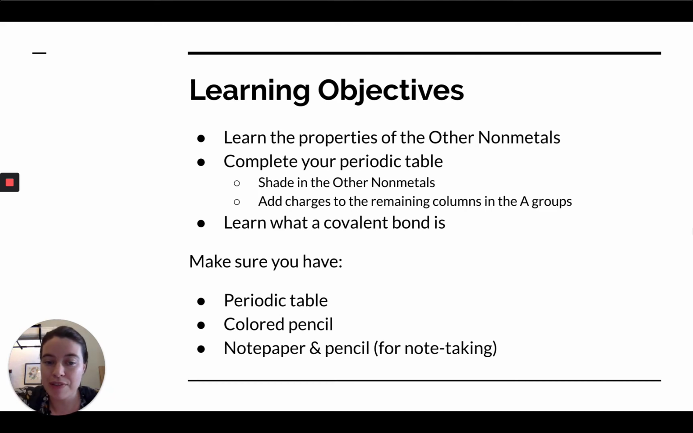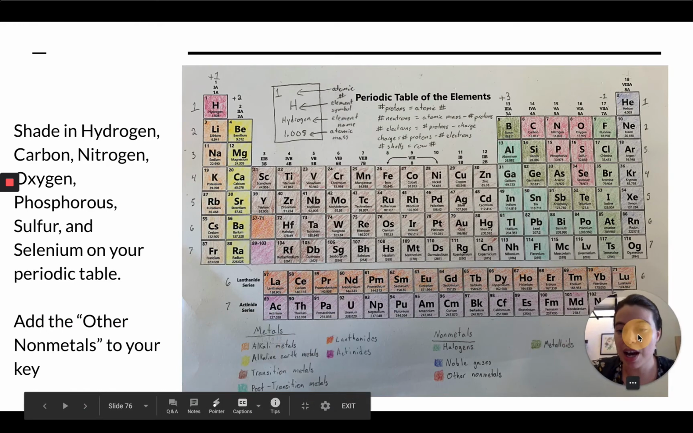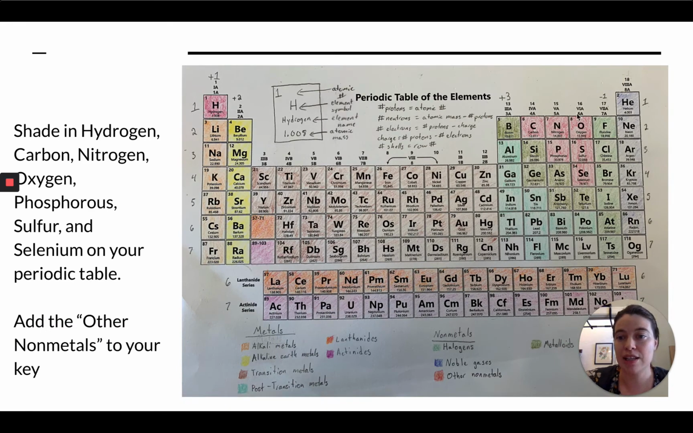So before we go any farther, make sure that you have a note paper and pencil to take notes. Make sure that you've got your colored pencils and make sure that you have your periodic table handy and ready. So let's start with what elements we have here. So the other nonmetals includes hydrogen in column 1A, carbon, nitrogen, oxygen, phosphorus, sulfur, and selenium.